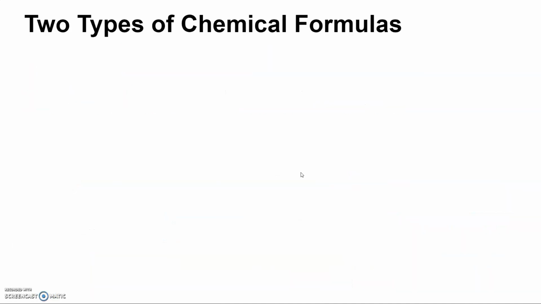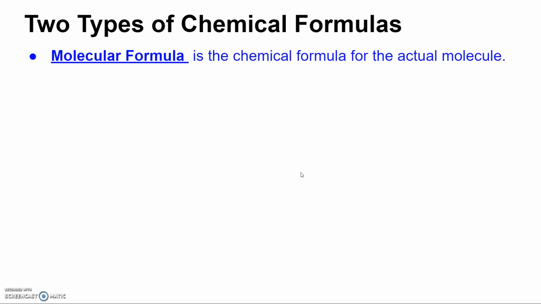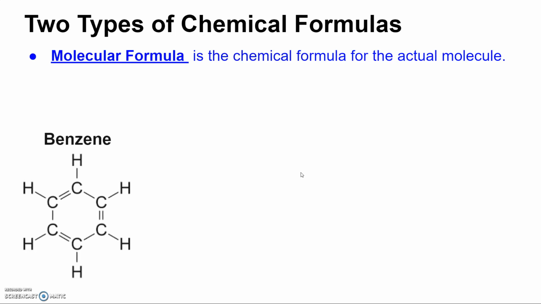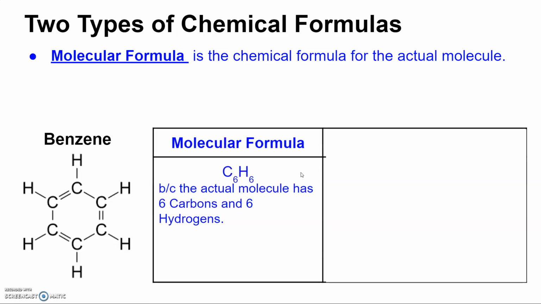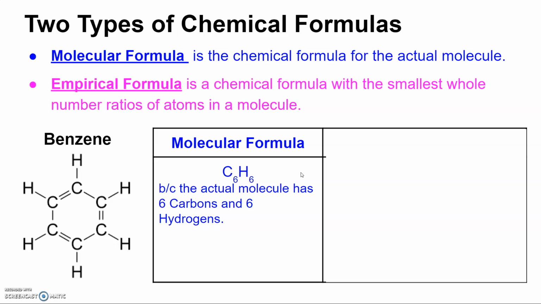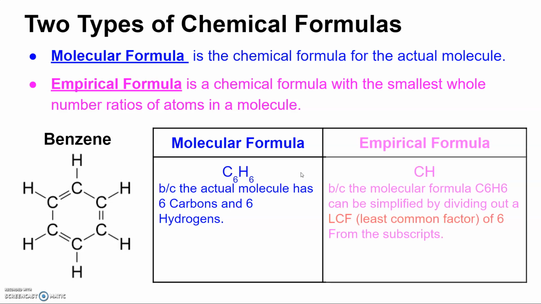But did you know there are actually 2 types of chemical formulas? The first type is the molecular formula, and that's the one we're probably most used to. It's the chemical formula for the actual molecule. So for example, if you look at benzene, benzene is made up of 6 carbons and 6 hydrogens, so its molecular formula would be C6H6. But there's also the empirical formula, which is more like a simplified version of the molecular formula. And the empirical formula is a chemical formula with the smallest whole number ratio of atoms in a molecule. So for benzene, the empirical formula is CH.